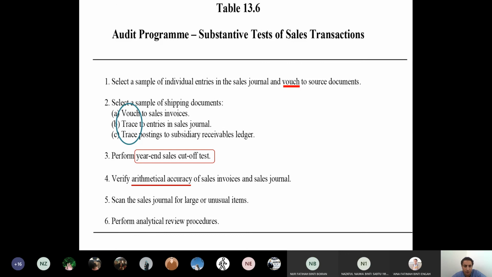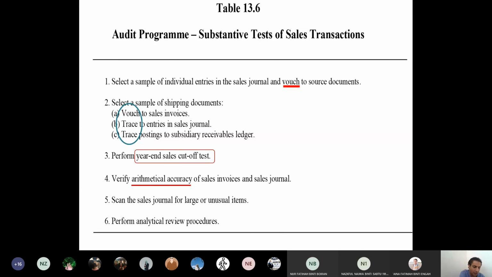So select samples for shipment documents. A, we vouch to sales invoice. B, trace to entries in the journal. So you can see vouching is to go from the record to the invoice, to the document. Tracing is to trace entries, trace documents, invoices, let's say, to the entries. So we are checking the completeness for tracing. Vouching, we are checking the existence.